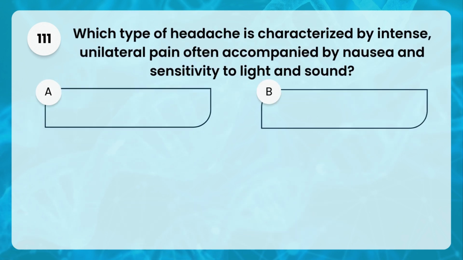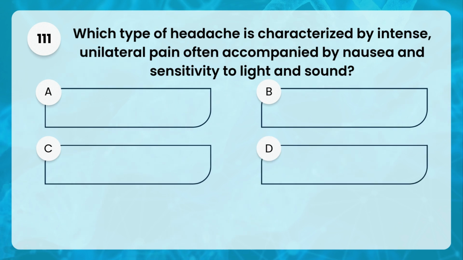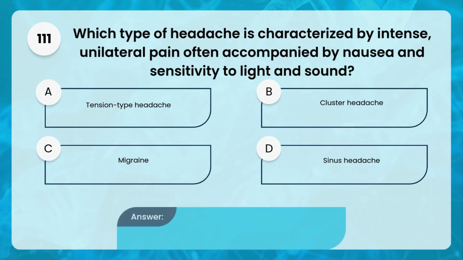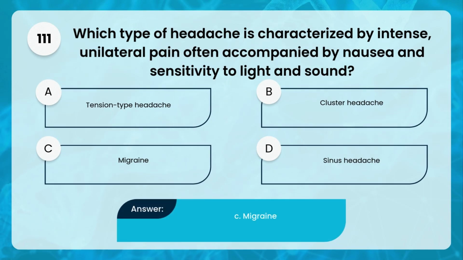Number 111. Which type of headache is characterized by intense unilateral pain, often accompanied by nausea and sensitivity to light and sound? A. Tension-type headache. B. Cluster headache. C. Migraine. D. Sinus headache. The answer is C. Migraine.